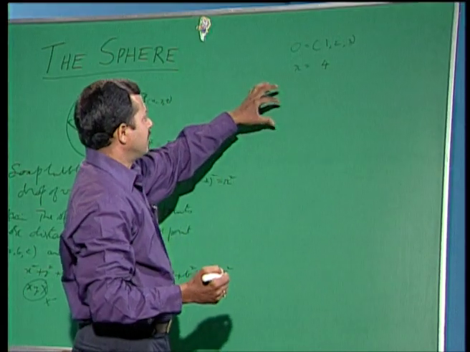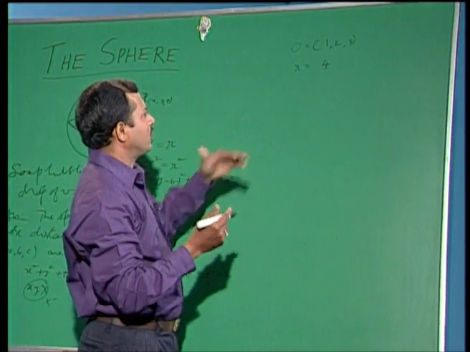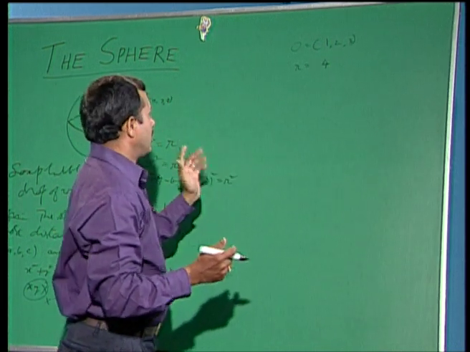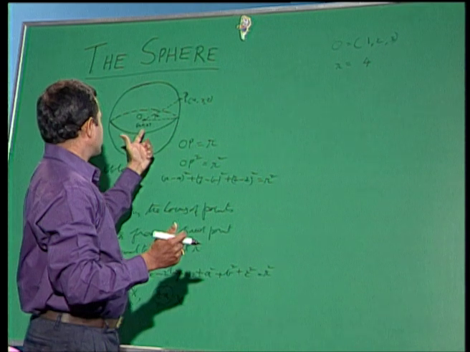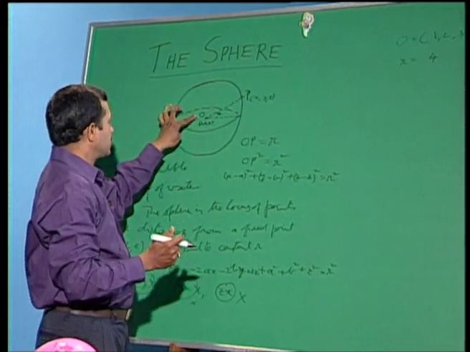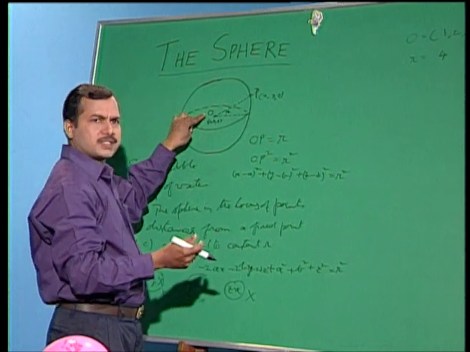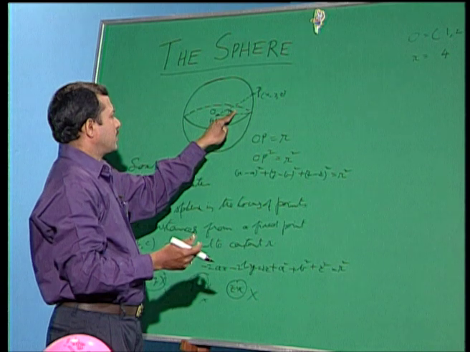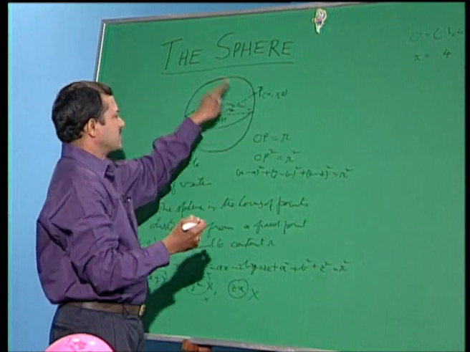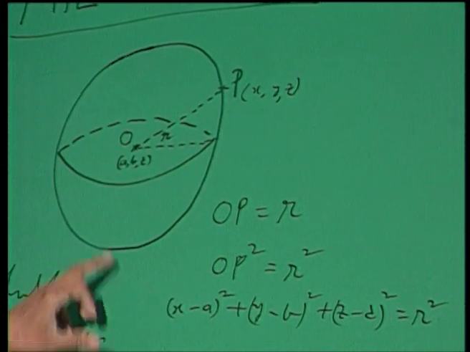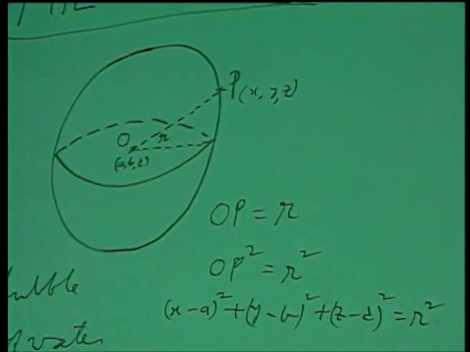Well, first let us define what we mean by center and what we mean by radius. Previously we were discussing O as the constant point (a, b, c), and here this constant point or fixed point is called the center of the sphere, and the constant distance r is called the radius of that sphere. The fixed distance r is called the radius of this sphere having center O.